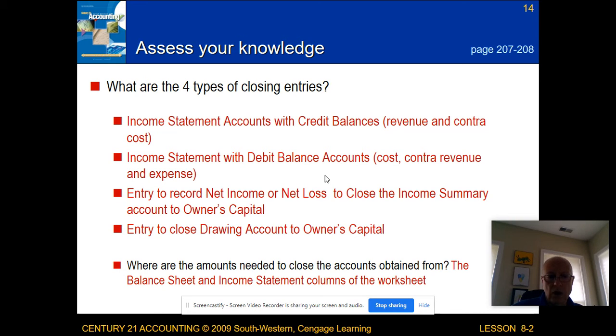Okay, so where do the amounts come from? Well, they come from the balance sheet and income statement columns of the worksheet. So again, this worksheet we did in Chapter 6, this is an important tool. We prepare our financial statements from it. We record our adjusting entries, which we make at the end of the fiscal period, and then we close out the books using the worksheet. It's not a permanent record, though. We do this one in pencil. Everything else we do in pen, but it is massively important.